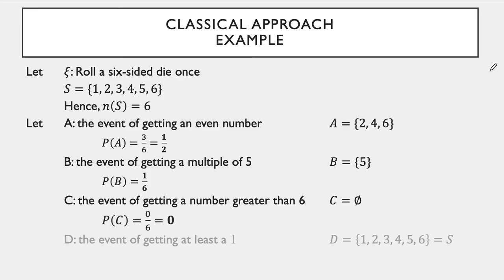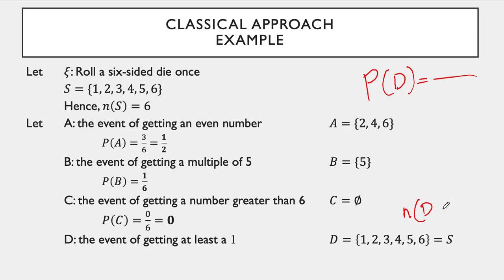And for event D, the event of getting at least a 1, we know that the outcomes are 1, 2, 3, 4, 5, 6 from the previous video. So what's the probability of getting a number which is at least 1 in a single toss? So that's how many are here. We have n of D, which is equal to n of S, which is equal to 6. So we have 6 over 6, which is equal to 1.